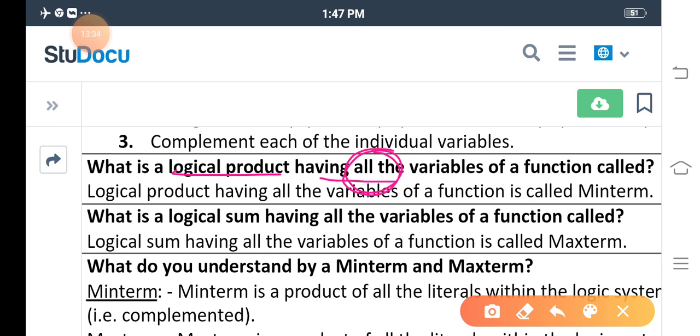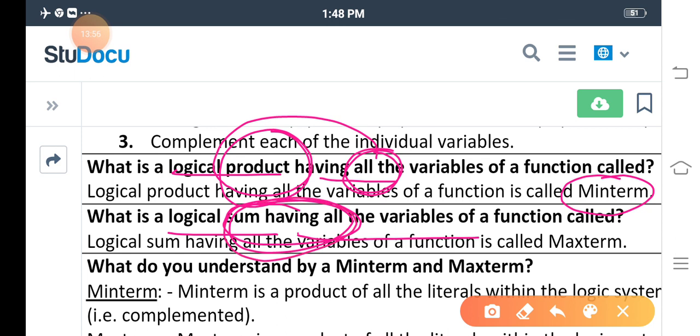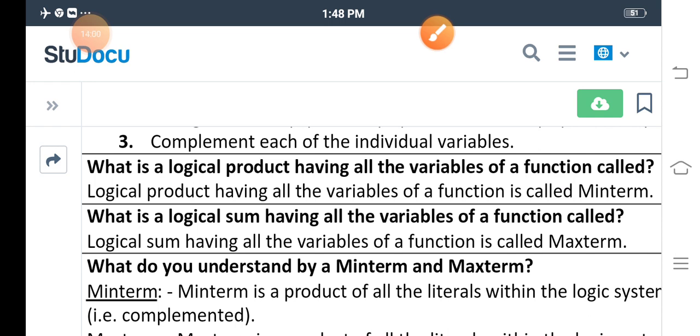But we cannot say it as min term and max term. But यहाँ पे question बिल्कुल correct way में पूछा है कि logical product of all the variables. अगर product हो सारे variables का, so what is that term called? So that term is called min term. And the next question is, what is the logical sum having all the variables? तो sum having all the variables, sum निकाल रहे सारे variables का, so that term will be known as max term, right?